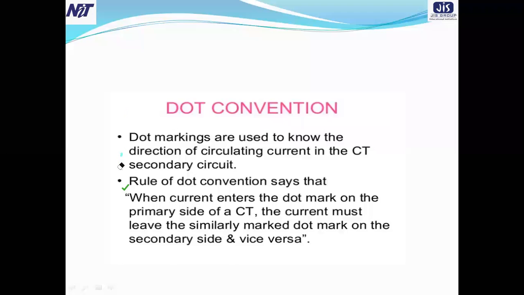our busbar protection. Now, dot convention is a very important convention for the measurement of fault and for the protection purpose of the bus bar. The dot convention and the dot marking are used to know the direction of circulating current in the current transformer secondary circuit. Why is it used? To know the direction of circulating current. So dot convention basically helps us to find the direction of the circulating current in the CT secondary circuit.